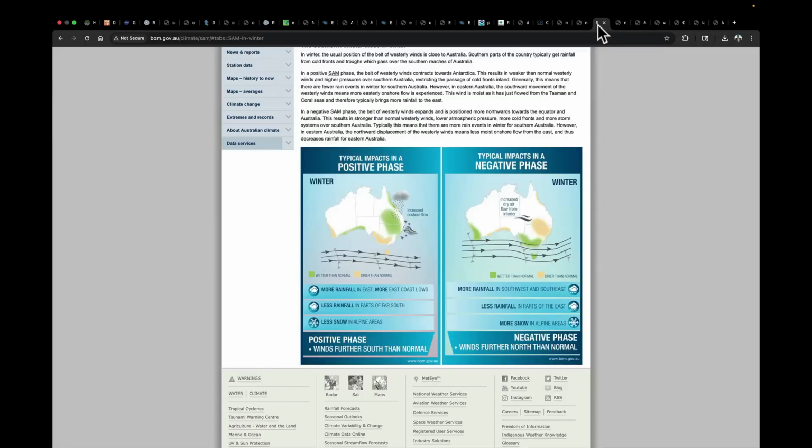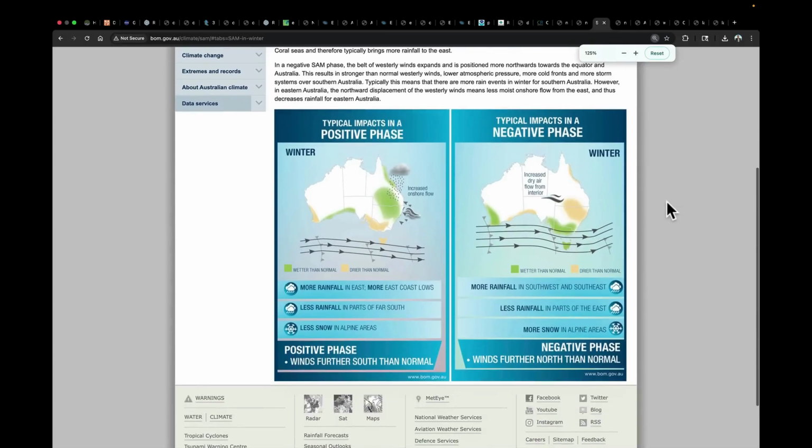If you go look at Baum's great diagrams here, I love these, that just show the typical effects of a positive southern annular mode in winter versus a negative southern annular mode in winter. What we tend to see is one part of Australia is sacrificed for another. So if it's positive, right, you can see what I can see. We tend to be drier where we've already had drought. And guess what? We've had a positive southern annular mode for most of the end of March, most of April, and a big chunk of May.